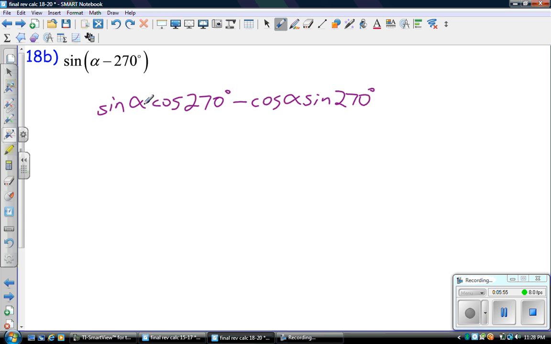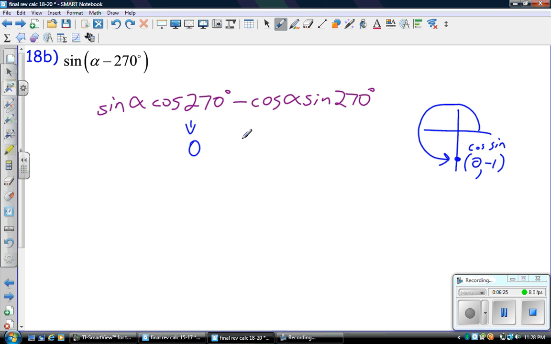That was the idea. Okay, alpha we don't know anything about. We can't do anything with alpha for the sine or the cosine. But 270 degrees, yeah, we know that. Or hopefully we do. 270 degrees would just be down here. Those are the coordinates 0, -1. Remember that goes cos, sine. So the cosine of 270 is 0. So this is the number 0.